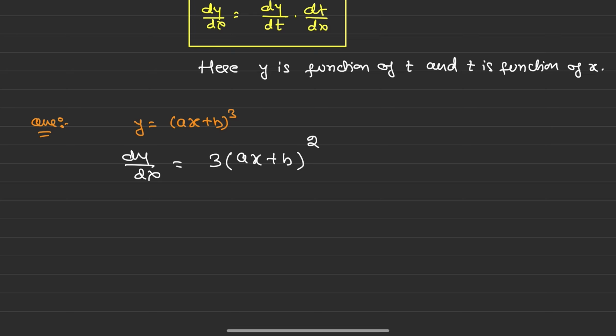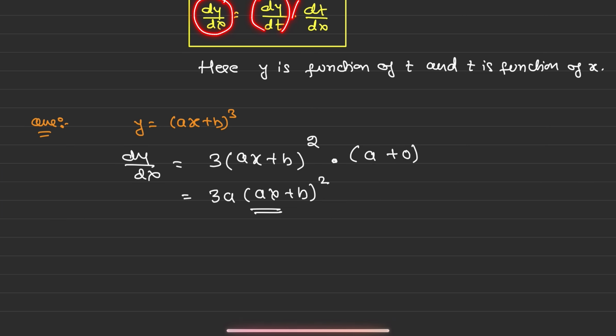Now what extra do you have to do? Multiply with the derivative of something. What was my something in this case? Ax plus b. What is the derivative of ax? A. What is the derivative of b? 0. So what is left over here? A plus 0. So the answer will become 3a into (ax plus b) whole square. Now mathematically there is no existence of something. It is just for explaining how you can deal with the question. This method is called the chain rule, in which dy by dx we can write as dy by dt into dt by dx.